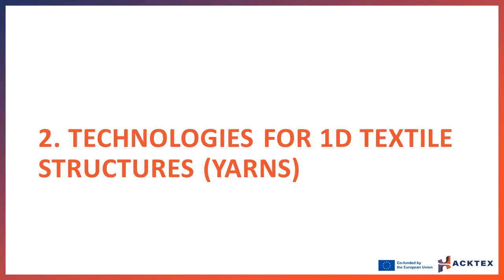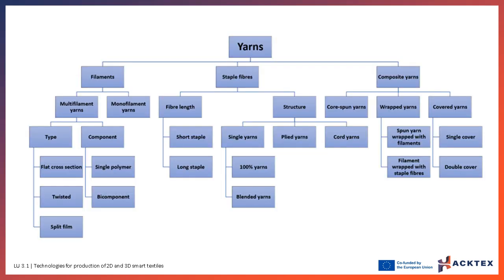Chapter 2. Technologies for 1D textile structures, yarns. Yarns can be produced from staple fibers, called spun yarns, and from filaments. Both types of yarns can be used to integrate smart fibers. Filaments can be made using smart polymers, or non-smart polymers can include smart polymers or other types of fillers. Composite yarns are produced combining spun yarns and/or filaments and are an efficient manner to impart electrical conductivity.